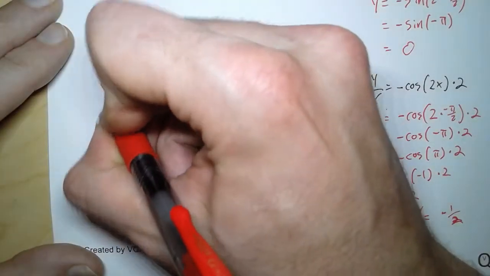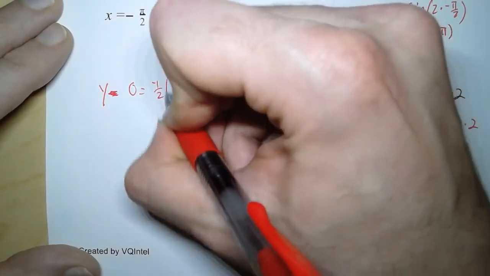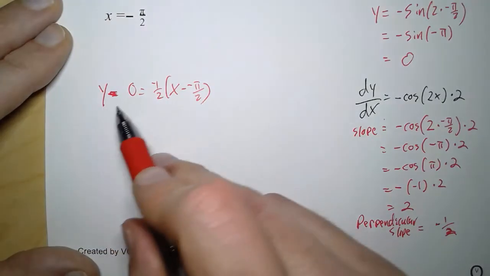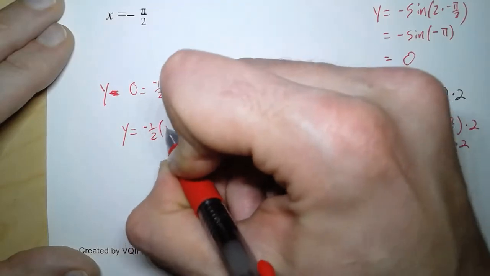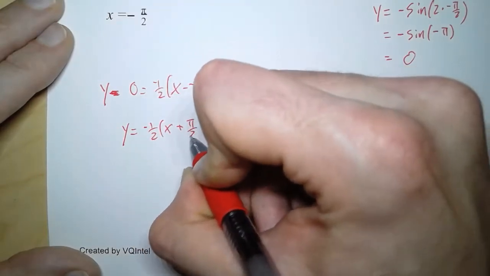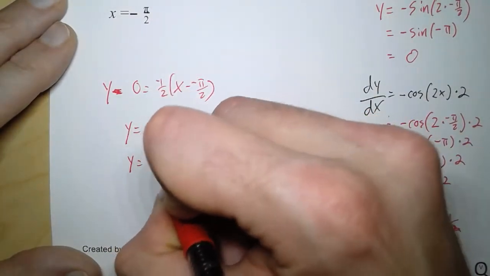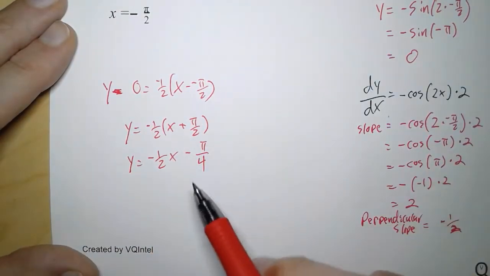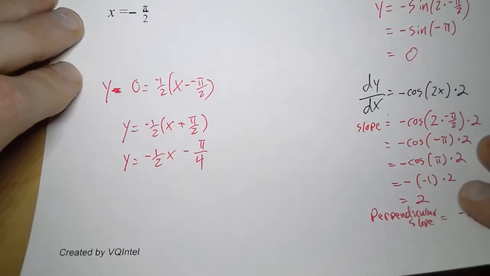That's going to be the slope we use for our normal line. So our equation is going to be y minus 0 equals negative 1/2 x minus negative pi over 2. Now since we are subtracting 0, I could have just written y equals negative 1/2 quantity x plus pi over 2. And if I distribute in the 1/2, we get negative 1/2 x minus pi over 4. And there is our equation in slope-intercept form.